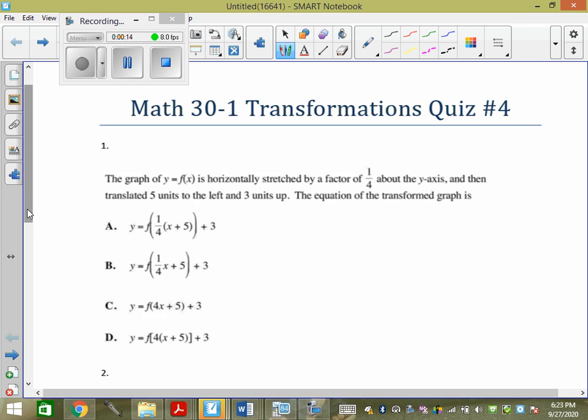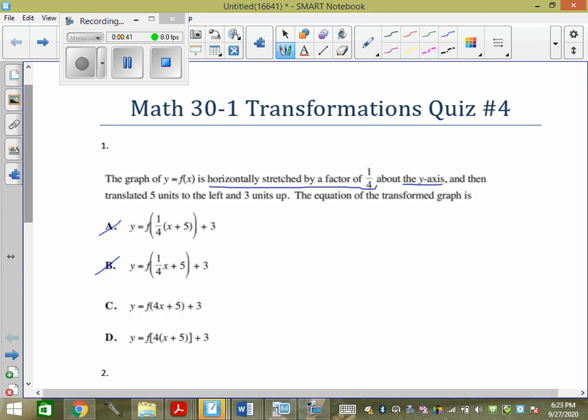So the graph of y equals f of x is horizontally stretched by a factor of 1/4 about the y-axis. Now, if we go from words to mapping, that number stays the same. But if we go from words to equation, it always flips. So we're going from words to equation. So that number, instead of it being 1/4, is going to flip. It's going to be the reciprocal, and it's going to be 4. So A and B are both out.